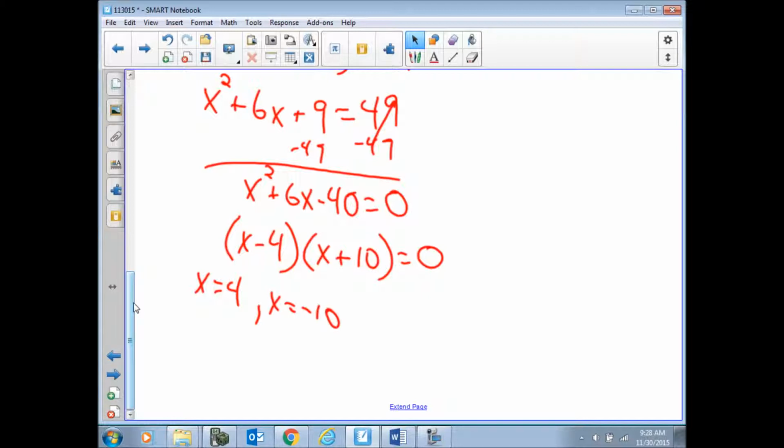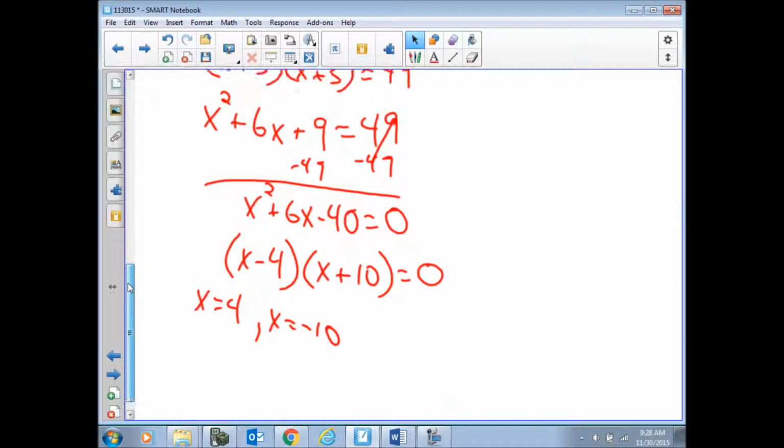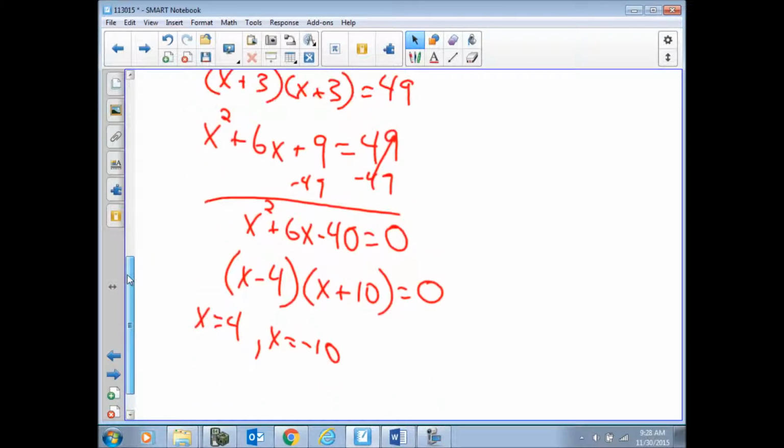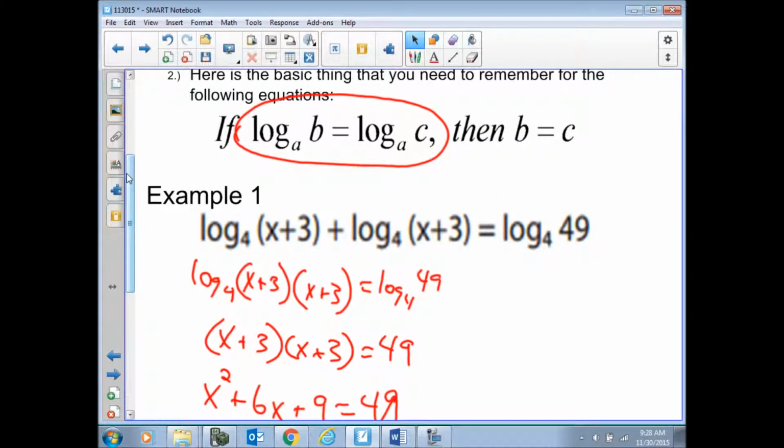You're going to want to check a couple things when you're dealing with logs. You cannot take the log of a negative value. So let's go back to the original and check our numbers. What about 4? If I plug in 4 right here, that's not going to be a negative number, right? If I plug in 4 here, same thing. We don't even have an x over here, so that's not going to be affected. So 4 is valid. We haven't checked to see if it's right, but at least it's a valid number.